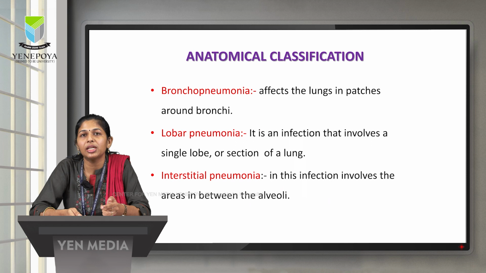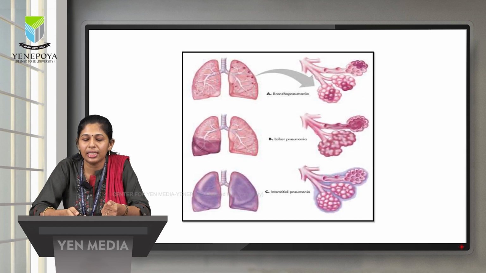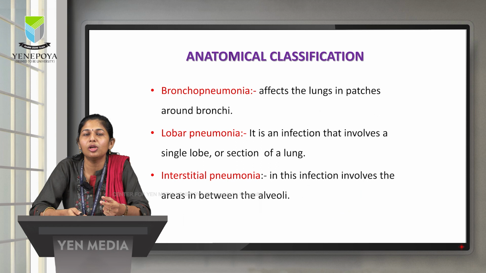Now, coming to the anatomical classification of pneumonia, there are mainly three types of pneumonia according to anatomy, that is bronchopneumonia, lobar pneumonia and interstitial pneumonia. Now, we are going to discuss each one in detail. What do you mean by bronchopneumonia? From the name you can understand, it is the infection or inflammation which mainly affects around the bronchi. Then coming to lobar pneumonia, it is an infection that mainly involves a single lobe or a section of a lung.